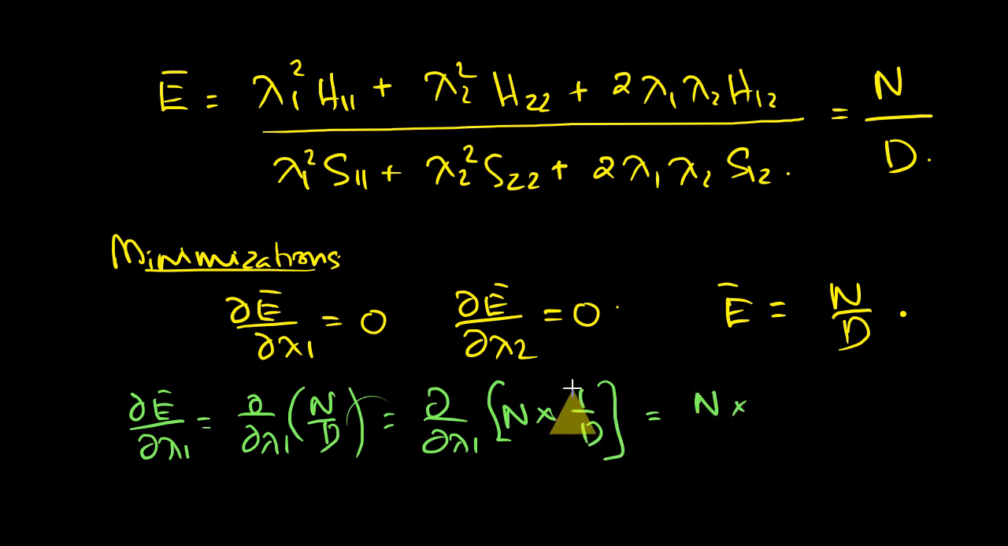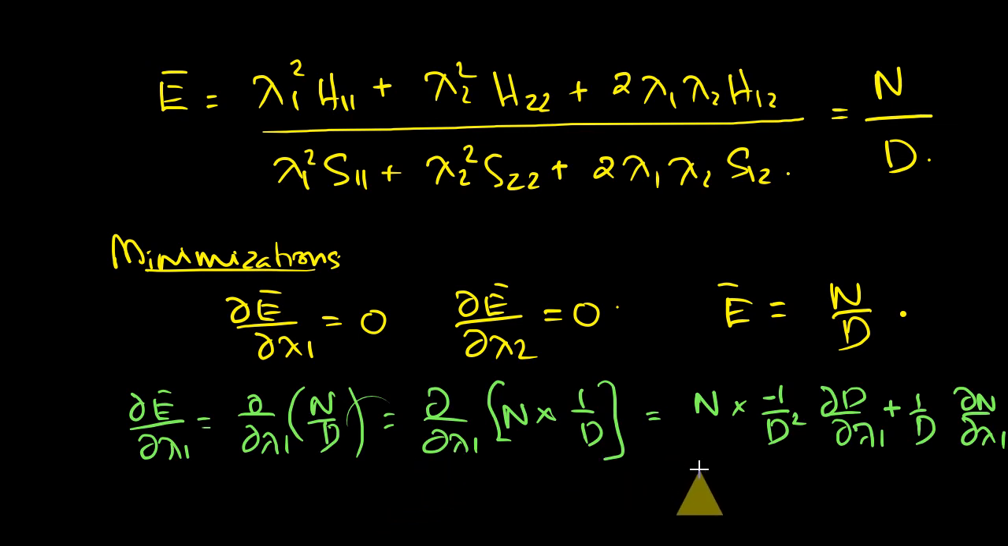What is that? Differential of 1 by d is equal to minus 1 by d square, and we have to differentiate with respect to lambda 1. So we can write dou by dou lambda 1. Now first function into differential of the second plus second function, that is 1 by d, into differential of the second, that is dou n by dou lambda 1. Okay, so how can we write that?